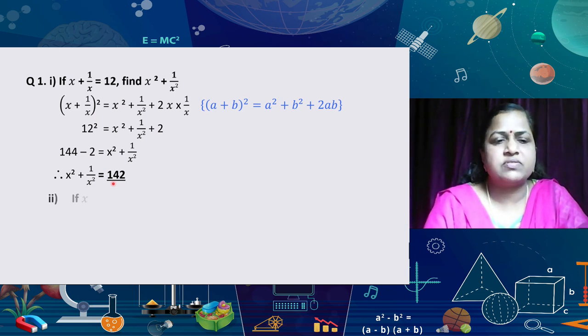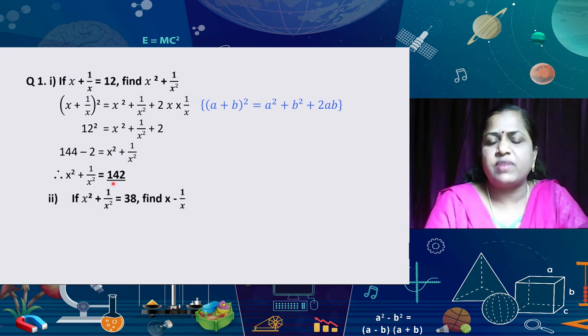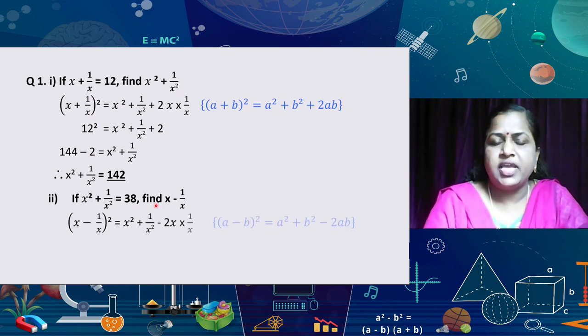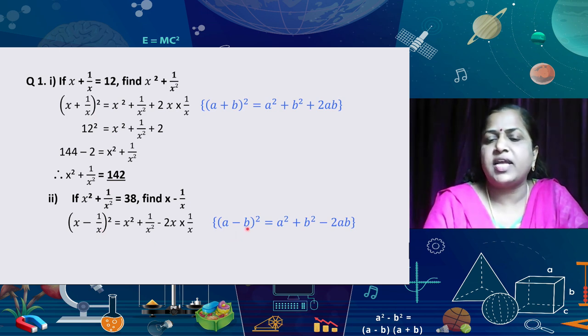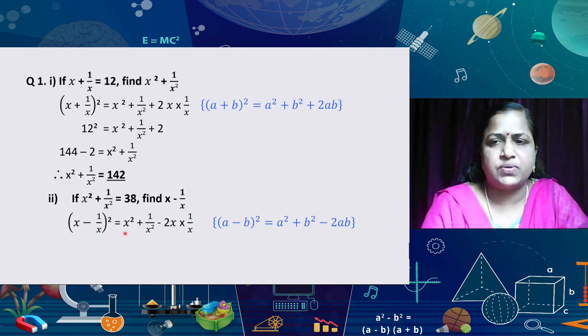The next is, if x square plus 1 by x square is equal to 38, find x minus 1 by x. Now, which identity can we use? Here, we have to find x minus 1 by x. So, we can use the identity a minus b the whole square equals a square plus b square minus 2ab. That is, x minus 1 by x the whole square equals x square plus 1 by x square minus 2x into 1 by x.